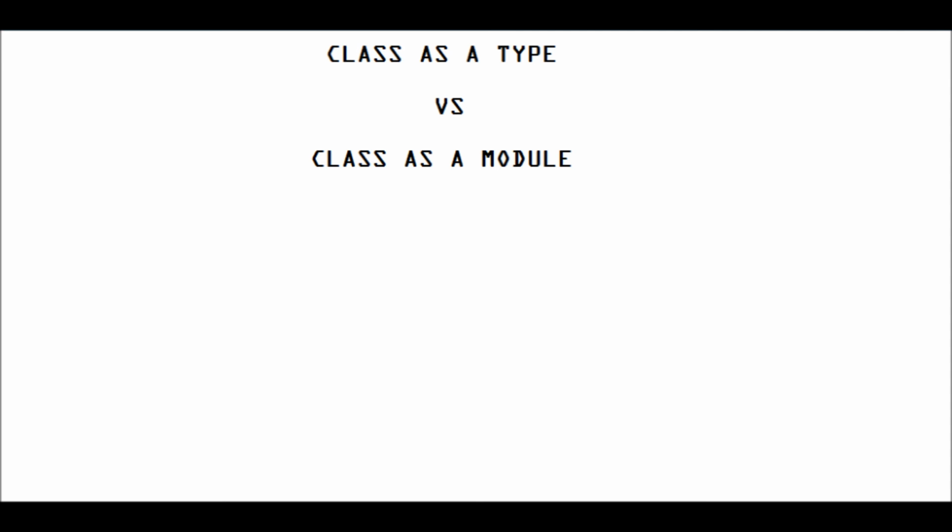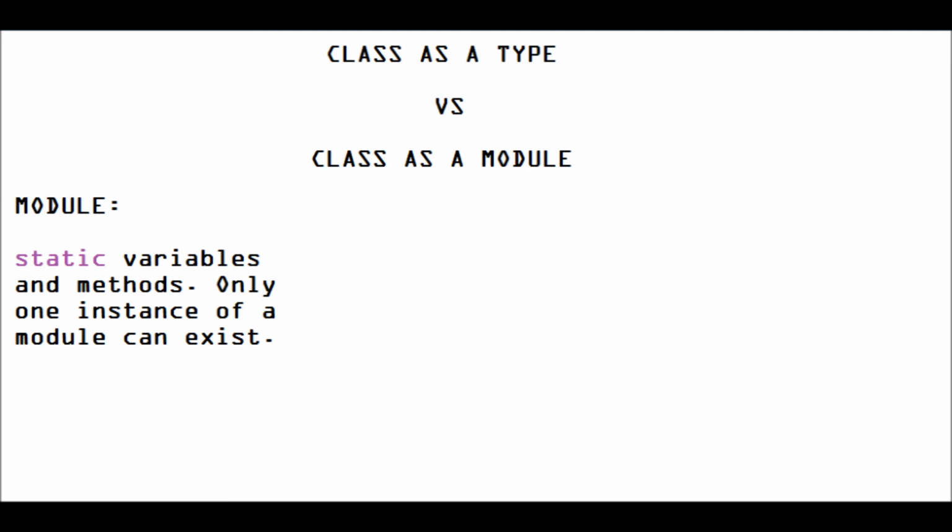Alright, so on to the beef of this video, the difference between classes as a type and classes as a module. So a module is an encapsulation of code, and it only has one instance. There's only one instance of that module. You can only have one set of those variables, one set of those methods, and no others. If you want an identical version of that module, but with different variables, then I'm sorry, you're going to have to copy and paste that whole thing into a new class because you can only have one instance of it.